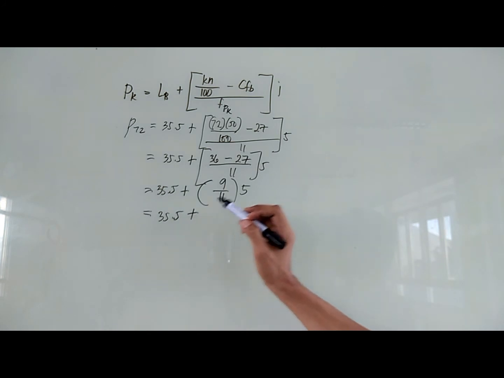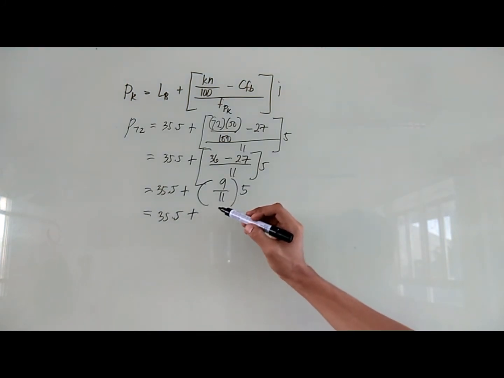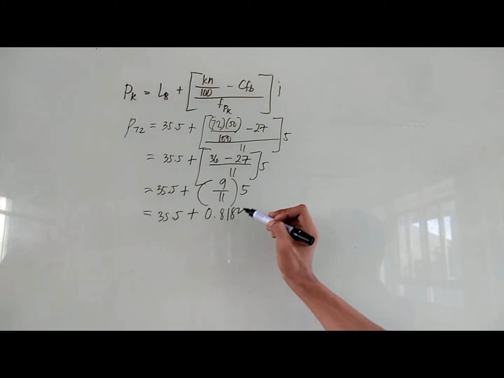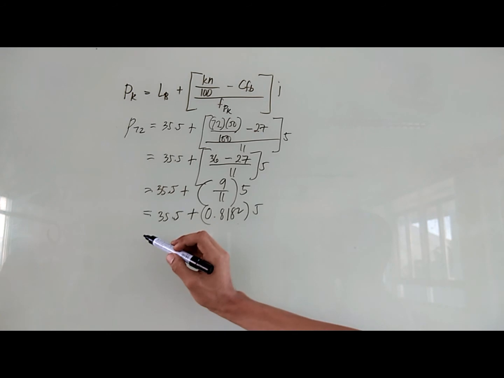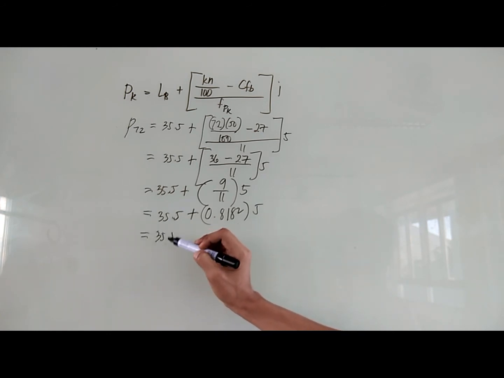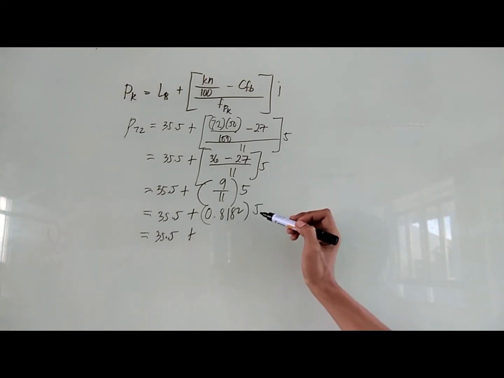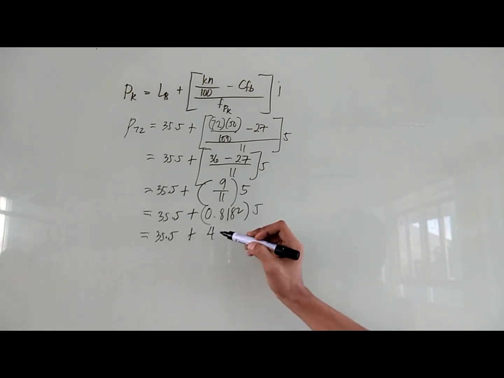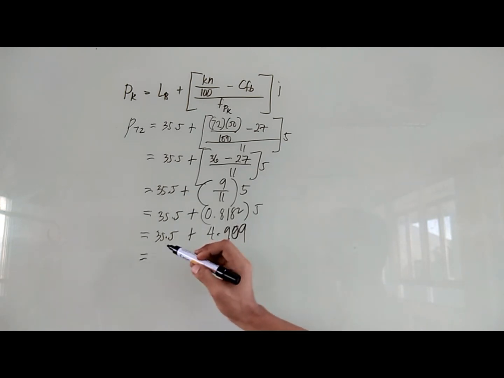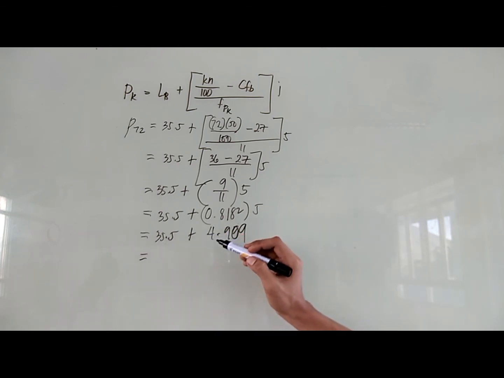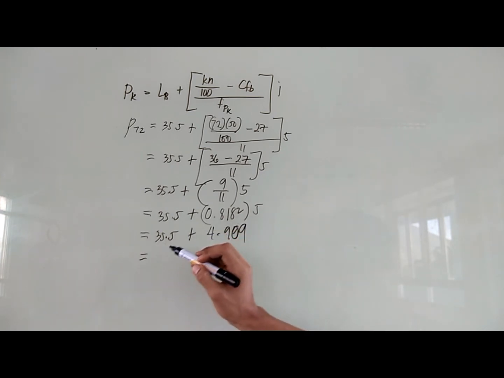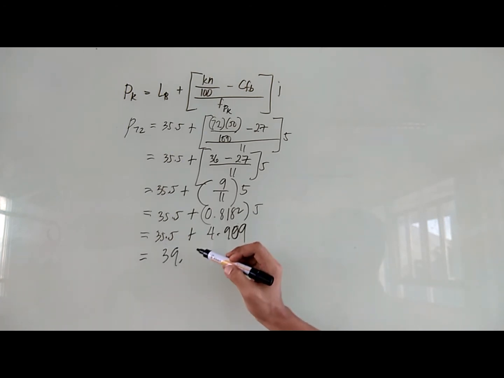35.5 plus 9 divided by 11 is equal to 0.8182 multiplied by 5. 35.5 plus 0.8182 times 5 is 4.909. 35.5 plus 4.909 is equal to 39.5909.